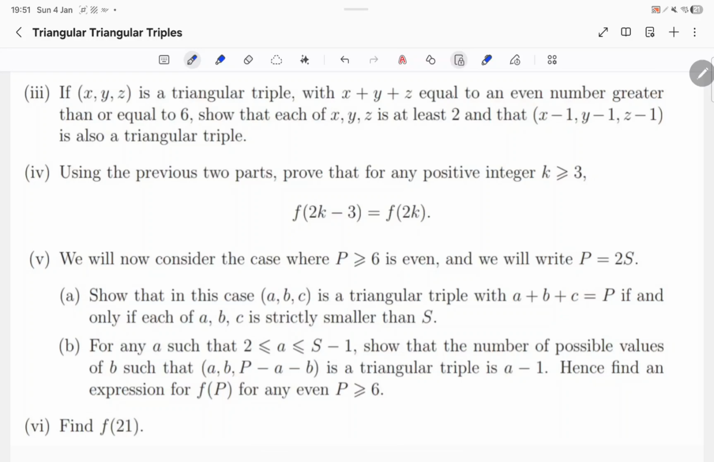Part B. For any a such that 2 is less than or equal to a is less than or equal to s minus 1, show that the number of possible values of b such that a, b, p minus a minus b is a triangular triple is a minus 1. Hence, find an expression for f of p for any even p greater than or equal to 6. Part 6. Find f of 21. Pause the video to have a think, and once you're ready, restart to see if you were correct.